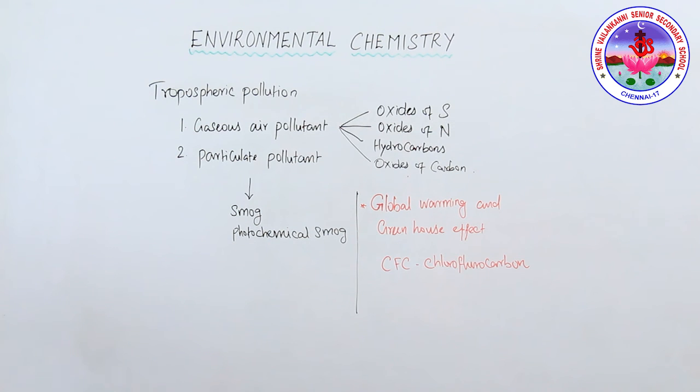Nitrous oxide occurs naturally in the environment. In recent years, its quantities have increased significantly due to the use of chemical fertilizers and the burning of fossil fuels. Okay, next we will discuss acid rain.